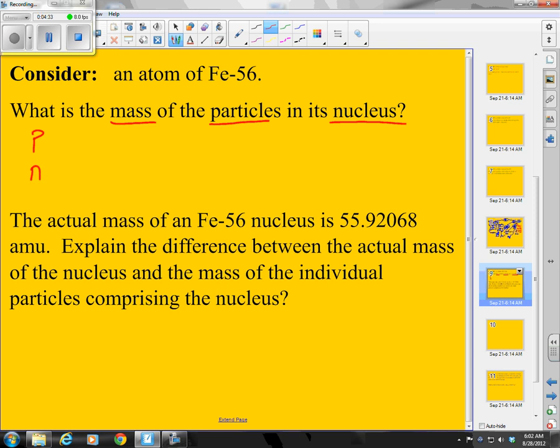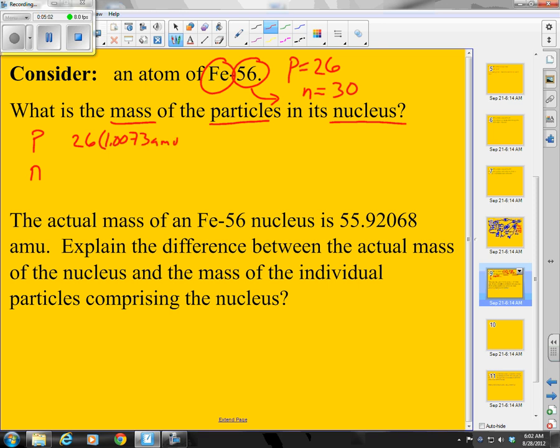Good. We have iron 56. When I look on the periodic table, I see that iron has an atomic number of 26. So that means it has 26 protons. If it has 26 protons and the mass number is 56, it must have 30 neutrons. Okay, so let's figure out the mass. I have 26 protons times what?